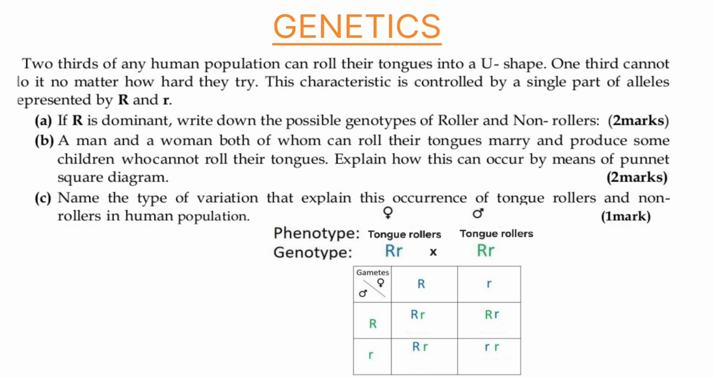Part C. Name the type of variation that explains this occurrence of tongue rollers and non-rollers in the human population. This is discontinuous variation. Now, this is a type of variation whereby you're going to have a characteristic falling into distinct categories. That means you either have the trait or you don't. You can either roll your tongue or you cannot. Hakuna katikati. So, discontinuous variation.